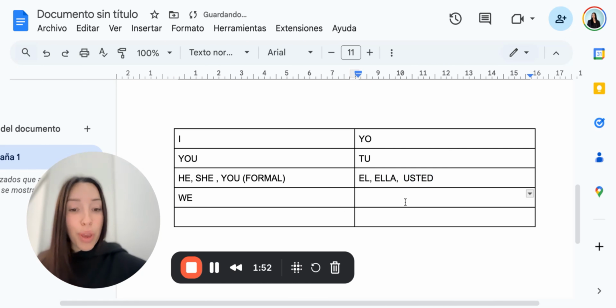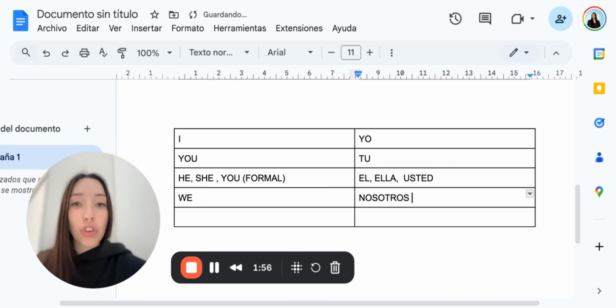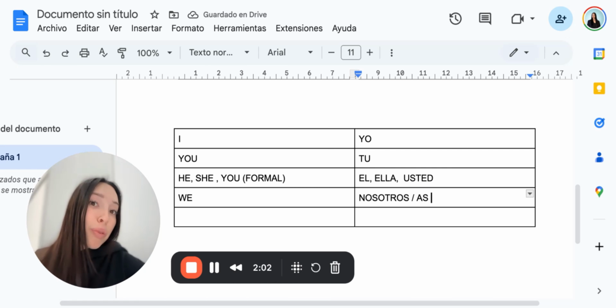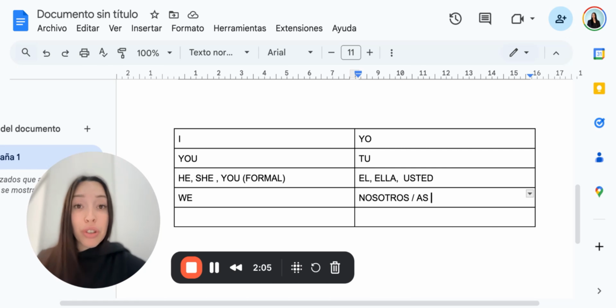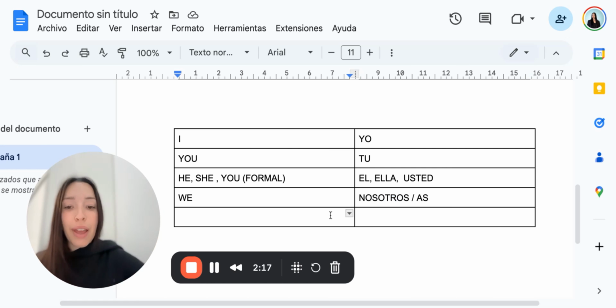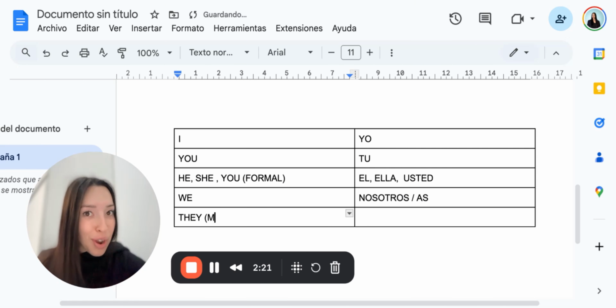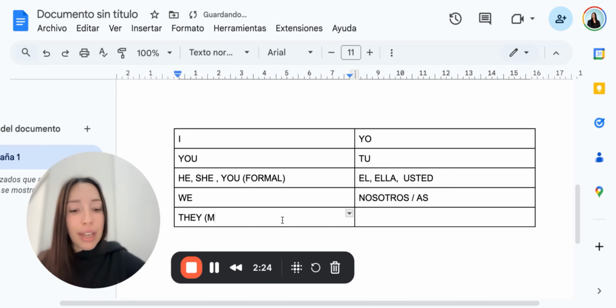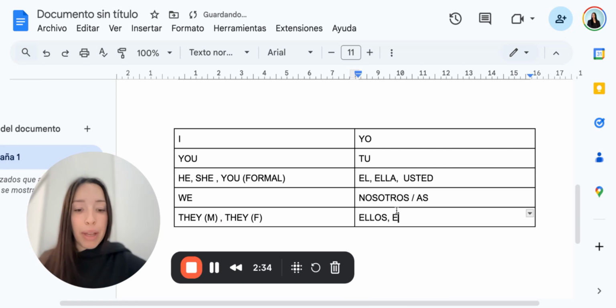Great. To say we, you will say nosotros, or nosotras if it's a group of only women. Also here again, make sure that the R is very soft, not like nosotros, but nosotros. Very strong also the O, nosotros. Then we're going to have they in the male version, which means a group of only men. That one is going to be like this. Ellos, ellos. And then you will have they in female, which is ellas, ellas.